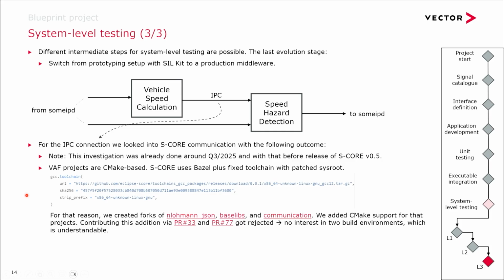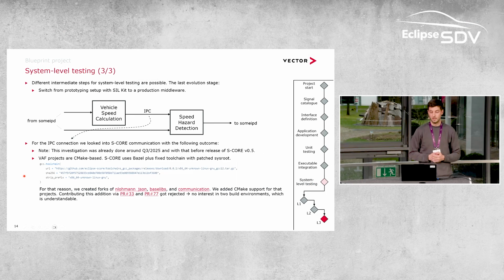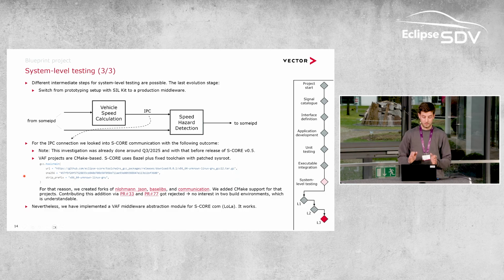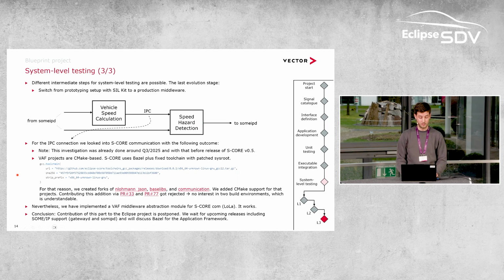Long story short, we created forks of the projects. We added CMake support to have it in one environment, and we also contributed that. But yeah, I can really understand that those two pull requests got rejected because no project is really interested in maintaining multiple build environments. Nevertheless, we have completed this prototyping work, and no surprise, it works. So this IPC connection between speed calculation and hazard detection can be mapped to S-Core communication, alias LOLA.